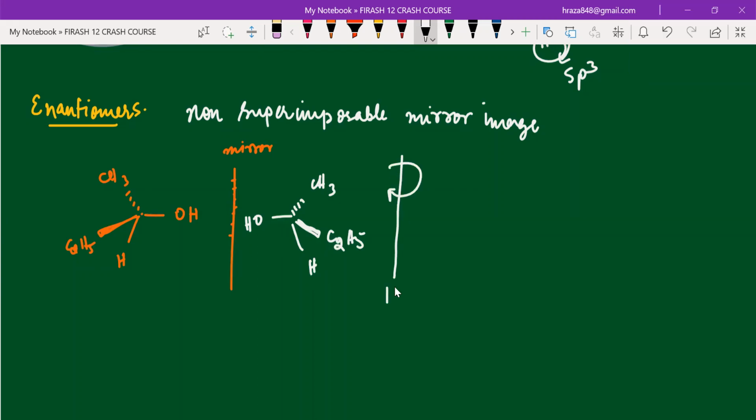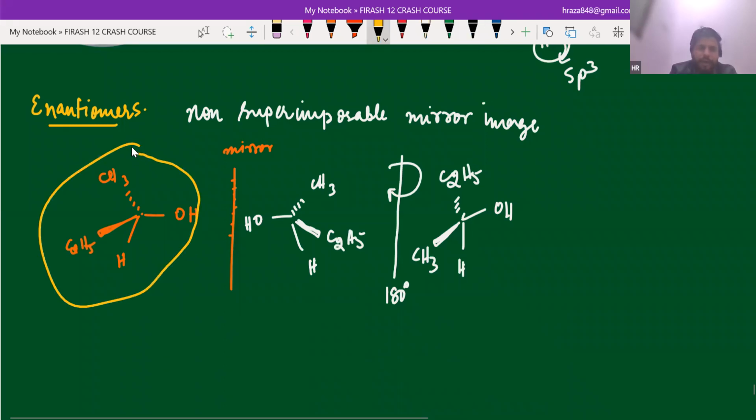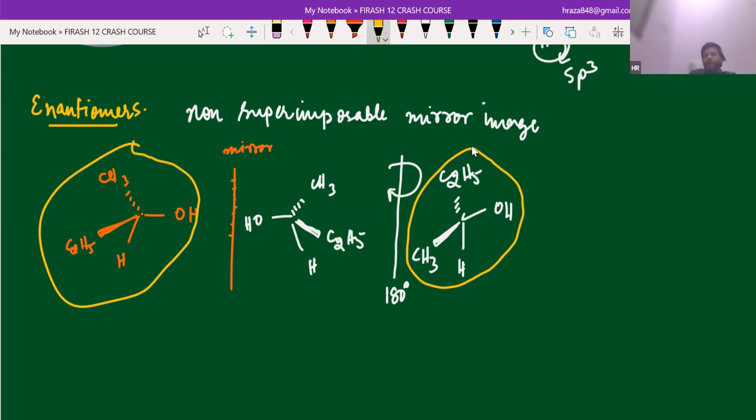Yeah. If you rotate it through 180 degrees, this is OH and this is your C2H5. It will be the same as the previous one? It will not be the same basically, because it is having different groups. And this is your H. So as you can see, this and this, are they superimposable or not? They are not. That means they are basically what? Enantiomers. This is how we do.